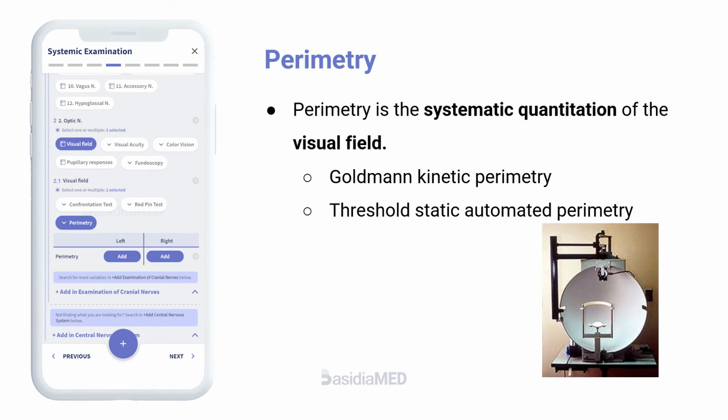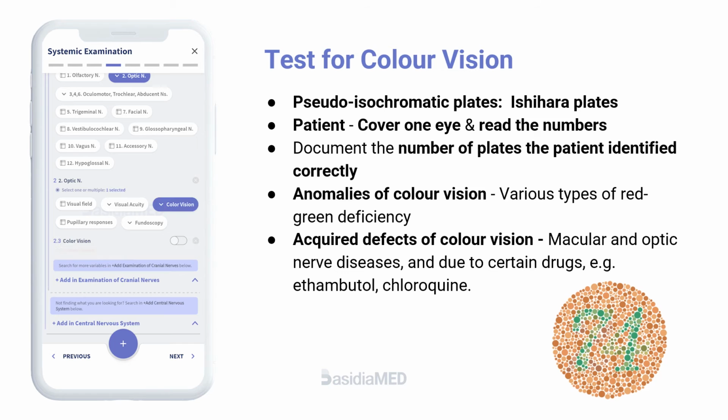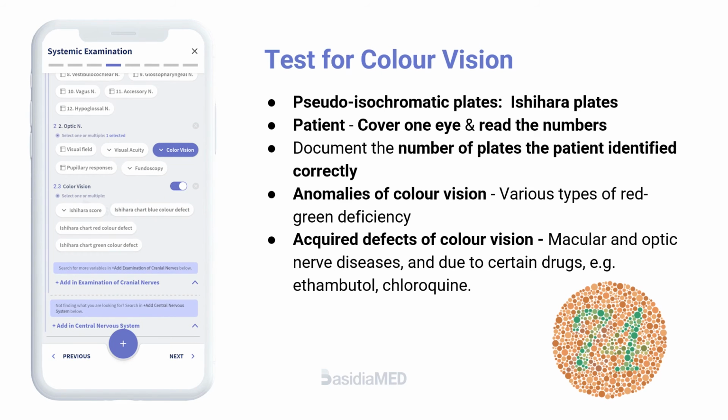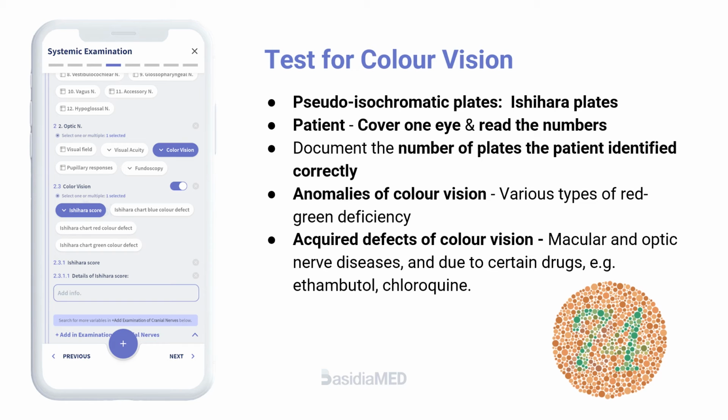Perimetry. Perimetry is the systematic quantification of the visual field. The 2 most commonly used types of perimetry are Goldmann kinetic perimetry and threshold static automated perimetry. Assessment of color vision. Color vision is tested in each eye by the use of Ishihara plates.